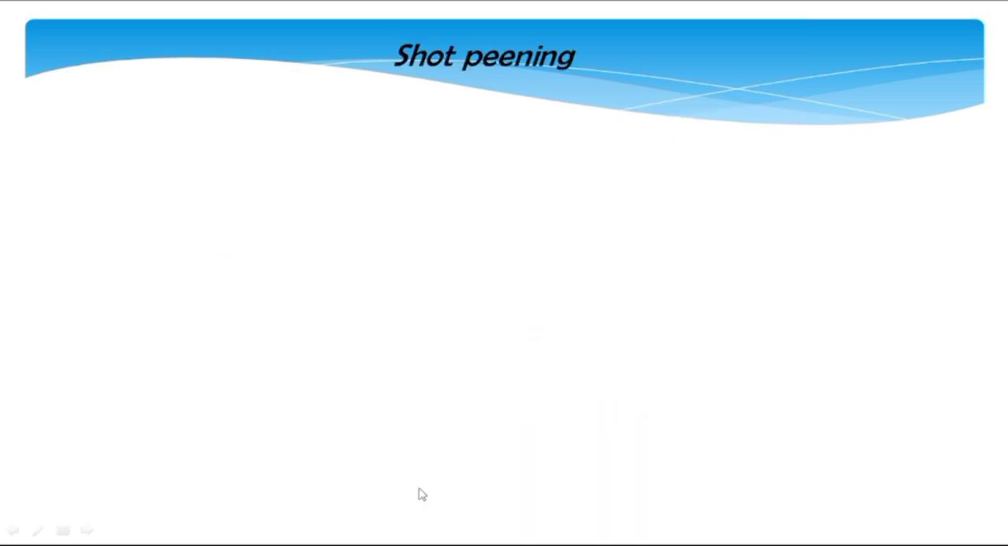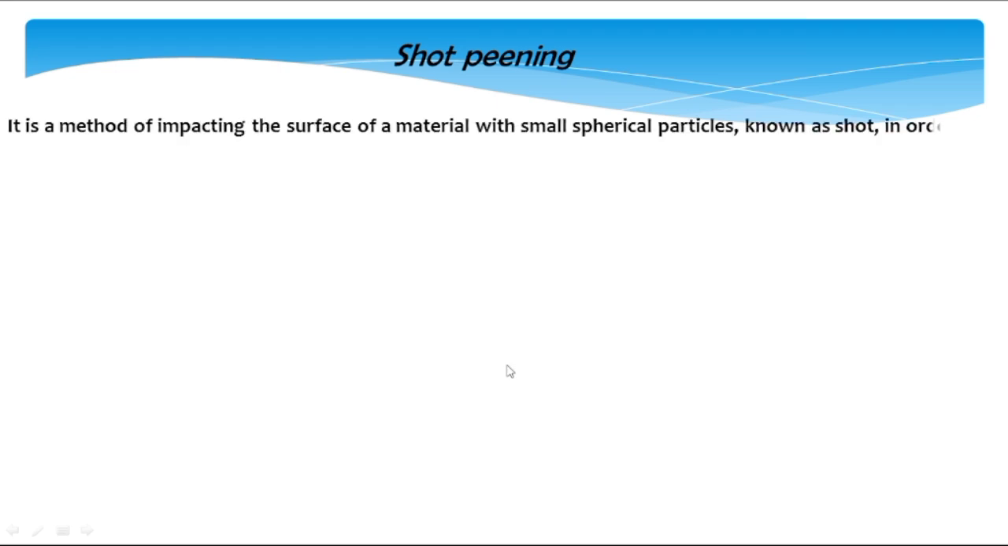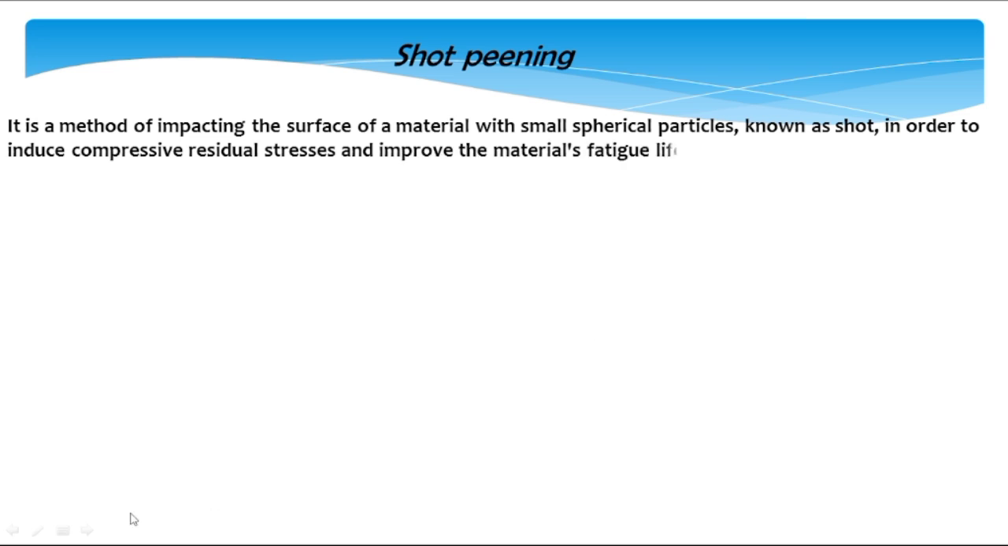Now let's talk about what is shot peening. Shot peening is actually a process in which small spherical particles are taken, which are known as shots, and they are bombarded on the surface of the spring. Because of that bombardment, compressive residual stresses are produced. That is going to increase the fatigue strength of that spring.